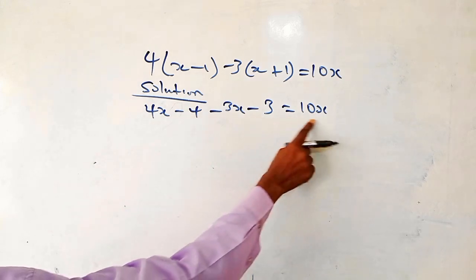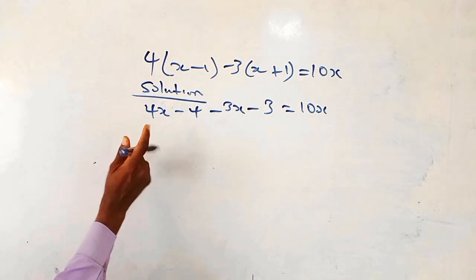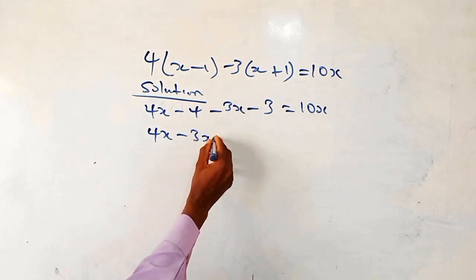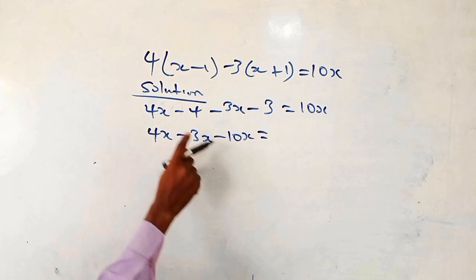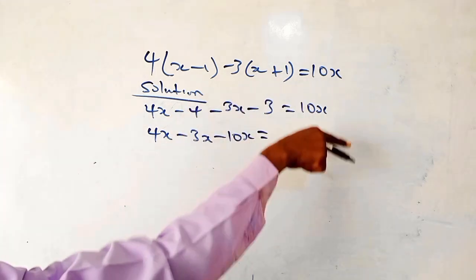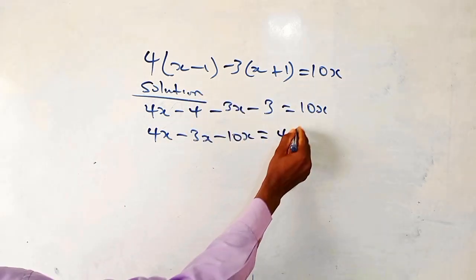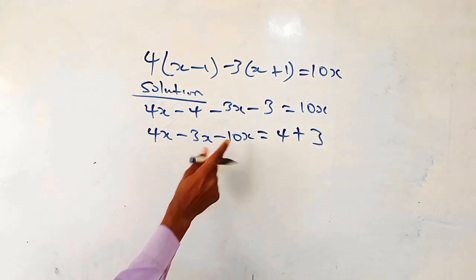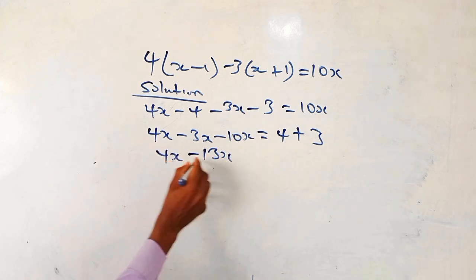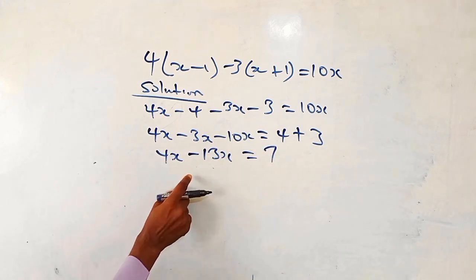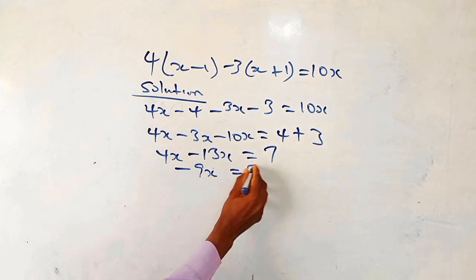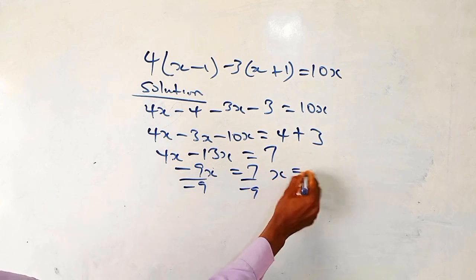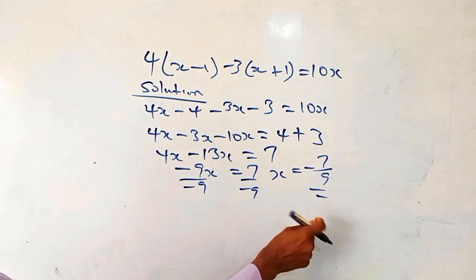So from here, we collect the like terms. We bring the ones that have the same letter together. So here we have 4x minus 3x. For 10x, by the time it comes to this side, it turns to minus 10x. We collect other numbers to the other side. We have here plus 4 plus 3. So 4x minus 3x minus 10x, this is minus 9x. So minus 9x equals 7. We divide both sides by minus 9. So x stands for minus 7 over 9. That's the value of x.